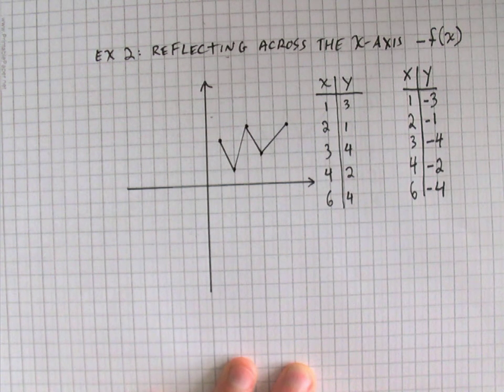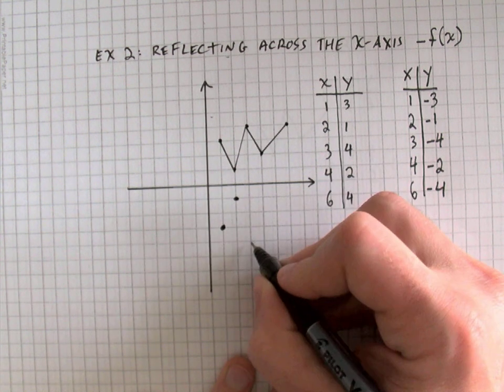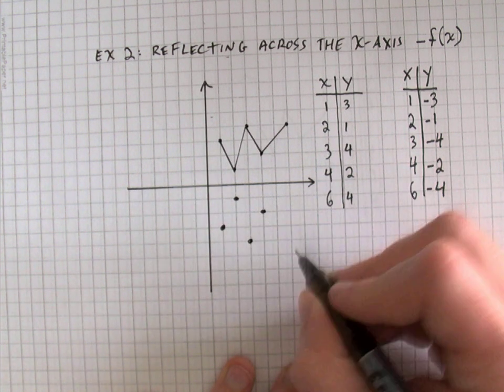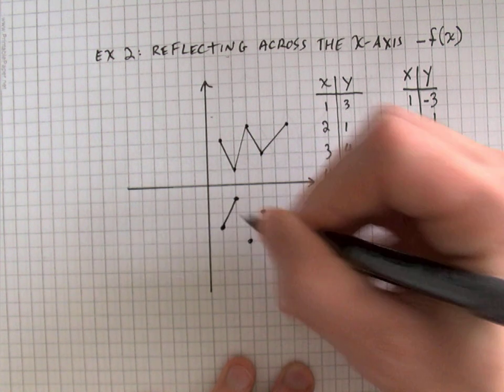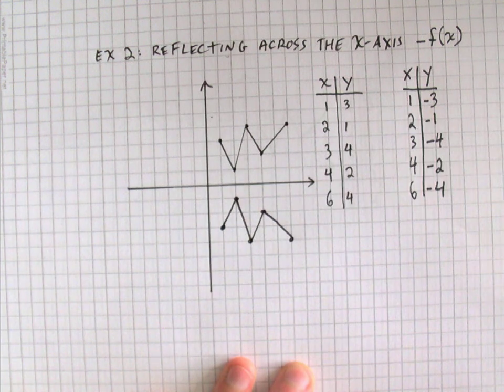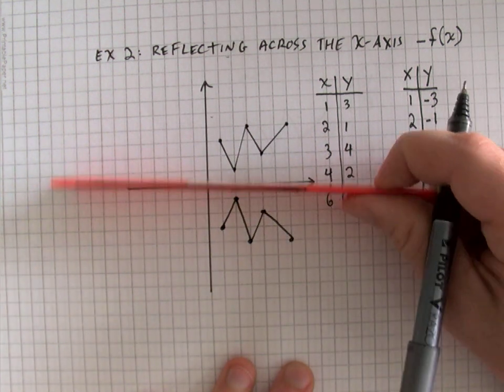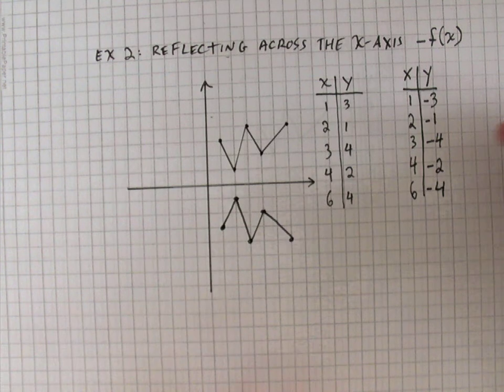And if I were to go plot them, 1, -3, 2, -1, 3, -4, and 4, -2, and 6, -4, you can see once again the general shape is maintained, but now it's an M because it's been mirrored across the x-axis. This time you just imagine folding your paper that way.